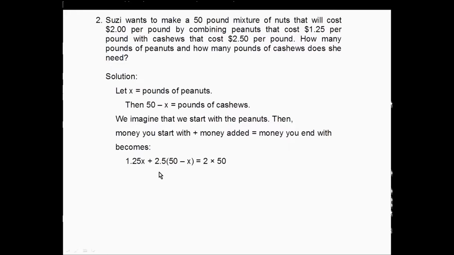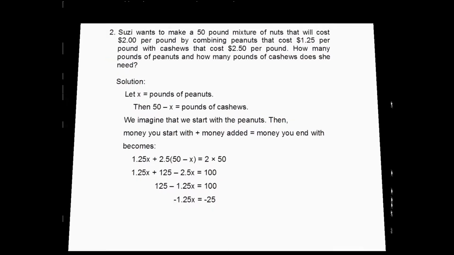Let's now distribute the 2.50 and then do 2 times 50, so that'll be 100. That one was easy. I'll have 1.25x plus 125 minus 2.5x equals 100. On the left, let me combine my x's. 1.25x minus 2.5x, I get negative 1.25x. So 125 minus 1.25x is equal to 100. Let's subtract the 125. So I'll have negative 1.25x equals negative 25. Divide by negative 1.25, and you're going to get x is 20.